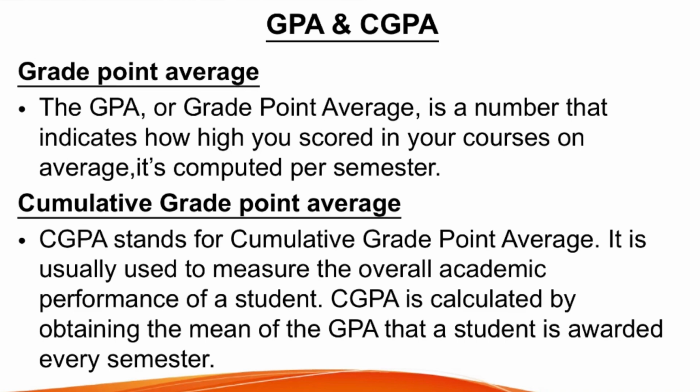Of course the definition says here, the GPA or grade point average is a number that indicates how high you score in your courses on average. It's obtained per semester. So the grade point average is more of like the result, more of like a mean average, and it is obtained per semester. So every semester you have a GPA standing as a grade point average. Every semester you must have what? A GPA.